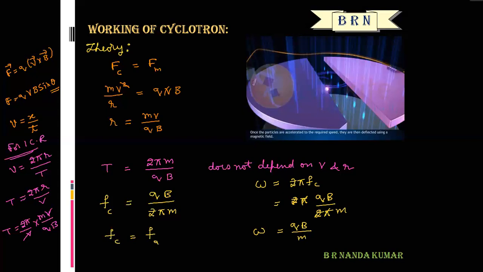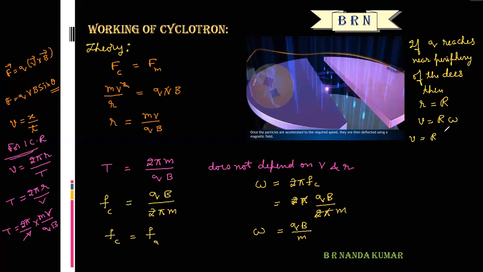But actually we want the high energy of the charged particle, right? So if a charged particle, that is a proton, reaches near the periphery of the D, then the radius of the circular orbit is approximately equal to the radius of the D. So the speed is equal to radius into angular frequency. So v is equal to radius into omega, which is qBR divided by m. So this is the maximum speed of the charged particle in the cyclotron.